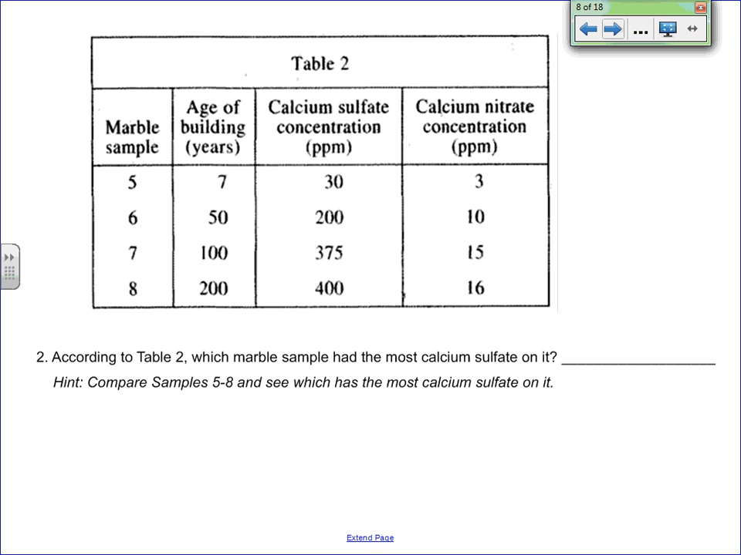Okay, let's fly to the second one. According to Table 2, which marble sample had the most calcium sulfate? 8. How'd you get 8? I looked at the column calcium sulfate, and then I looked at the one that lost the most.